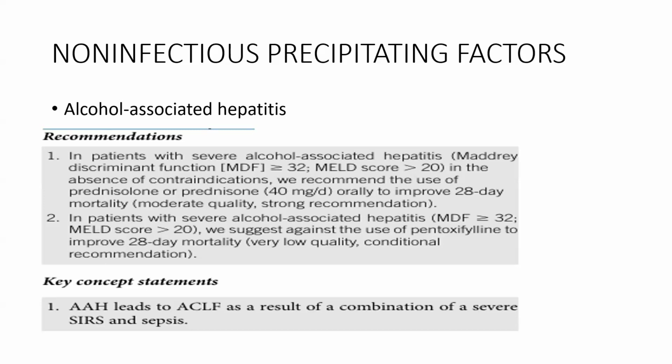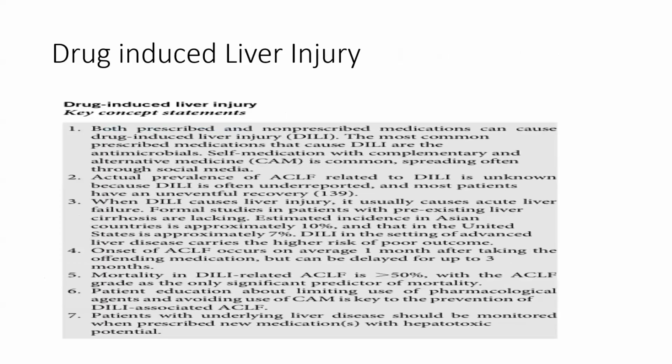In patients with severe alcohol-associated hepatitis, we suggest against the use of pentoxifylline to improve 28-day mortality. So we should use steroid, and it has a strong recommendation. Some key concept statement: alcohol-associated hepatitis leads to ACLF as a result of a combination of severe SIRS and sepsis. Now the next is drug-induced liver injury.